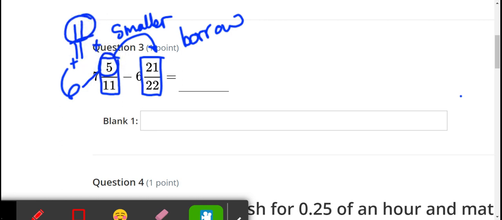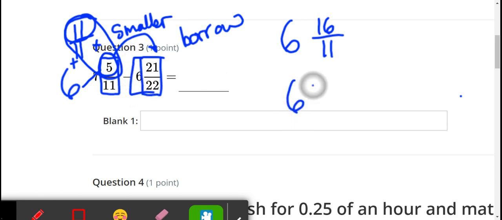So 11 out of 11 is added into the fraction. We're going to have 6 as a whole number, and then 16 out of 11. So we put 11 and 5 together. So put a whole number in there so we have a large enough fraction to subtract from.